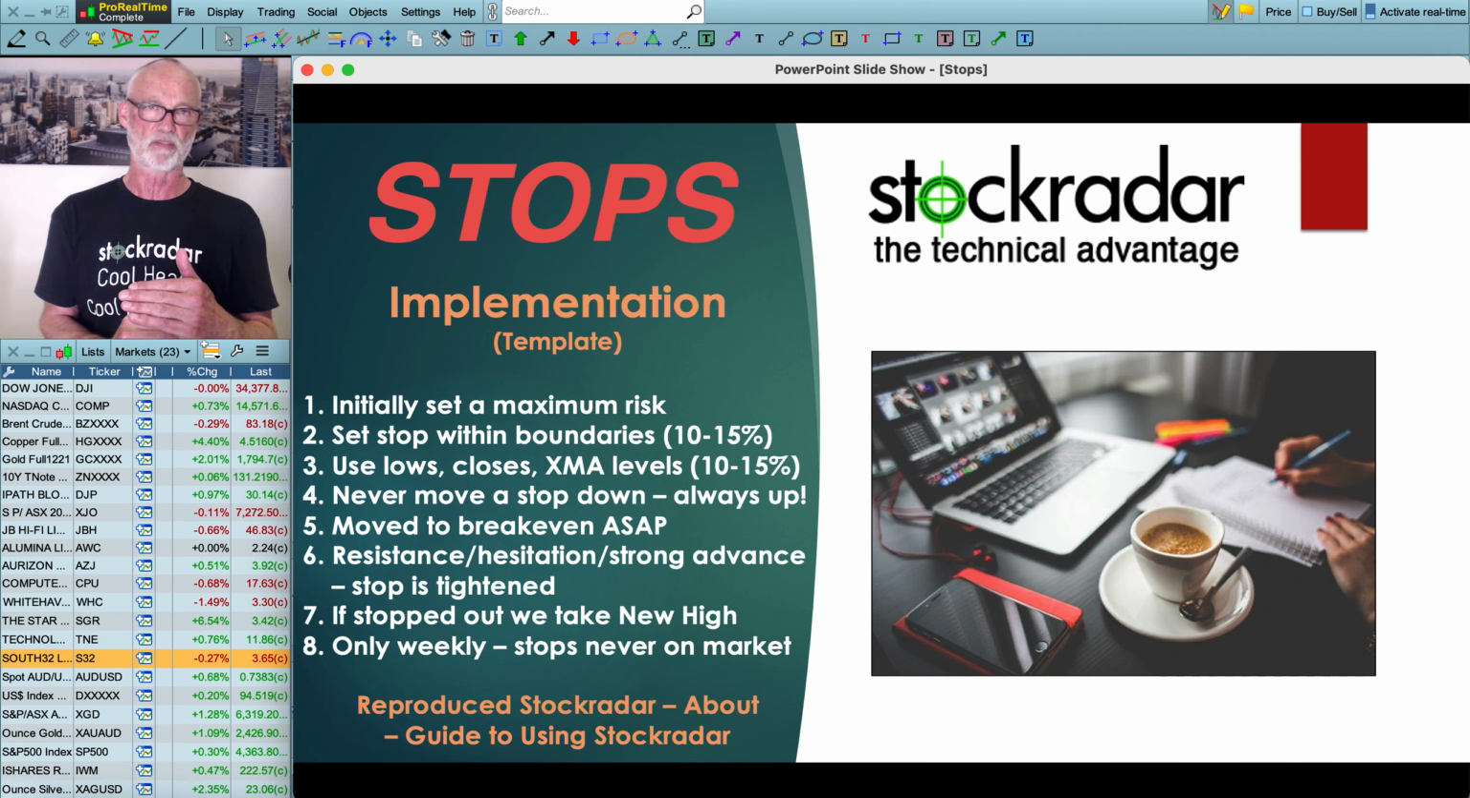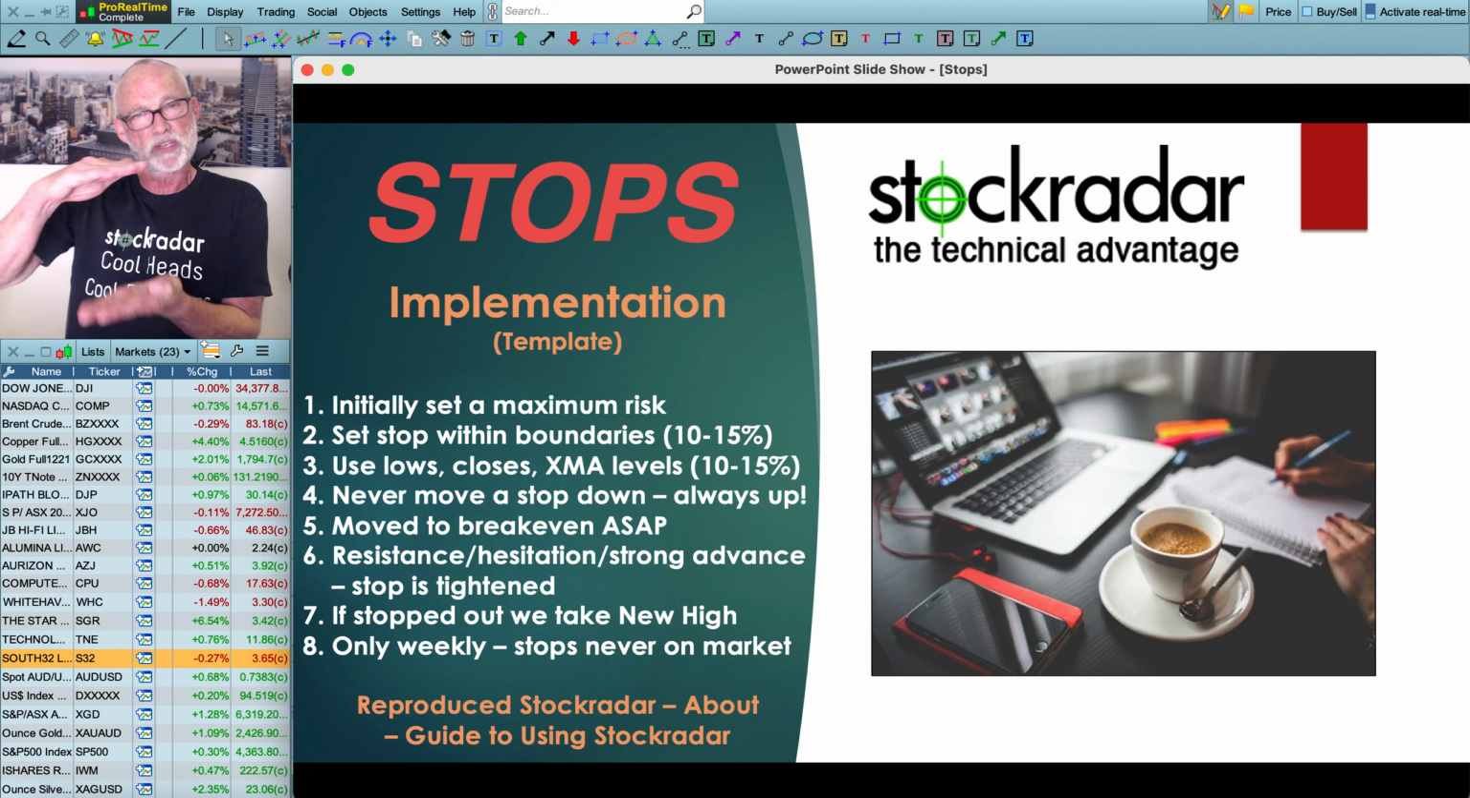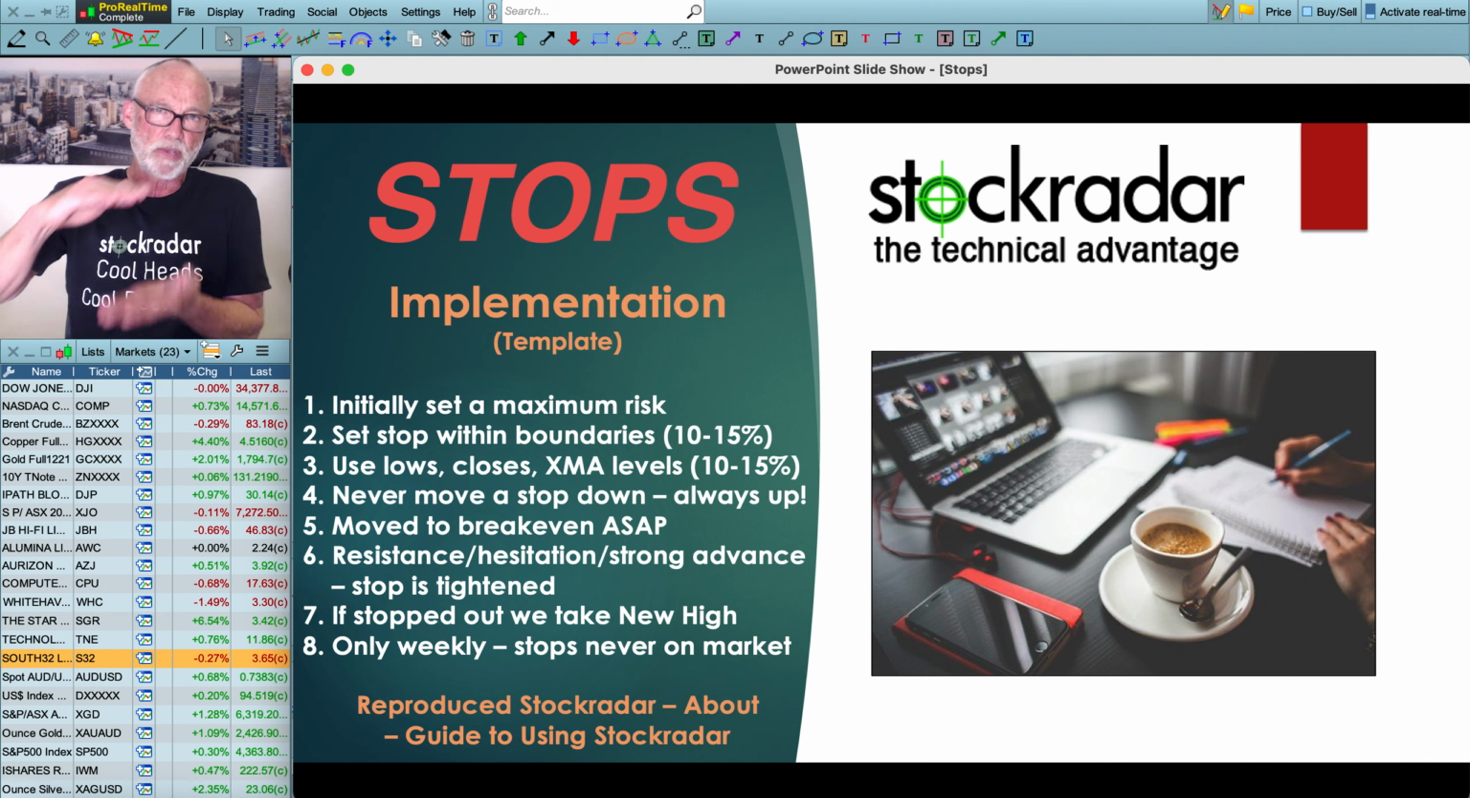As the price starts to rise, I'm going to lift my stop, but I have a controlling boundary that I need, a percentage boundary that I need to lift it in. Now, that could be between 10 and 15%. Again, depending on the type of trader you are, it will depend on where that boundary is.